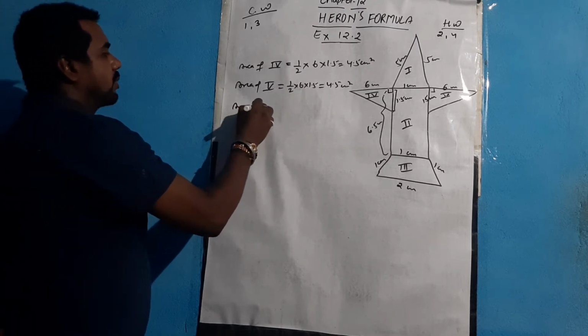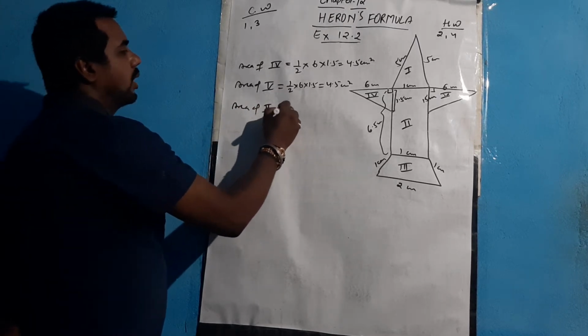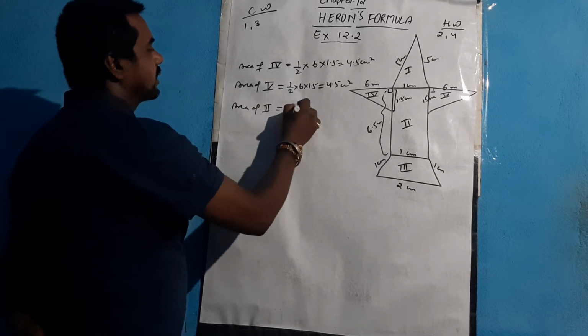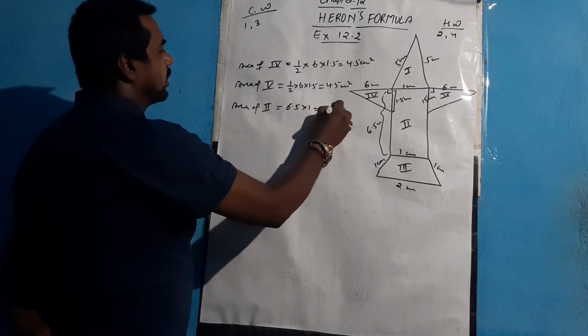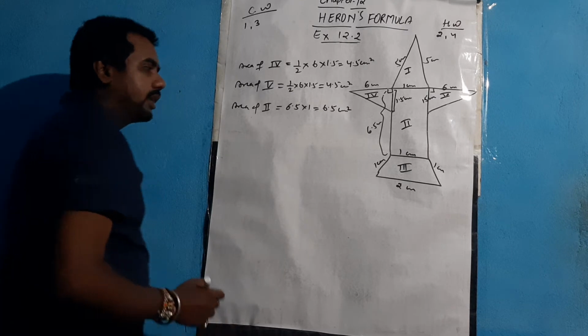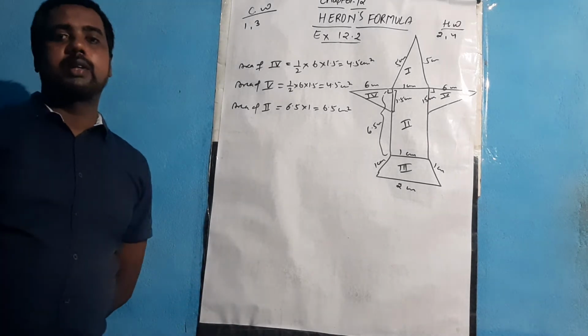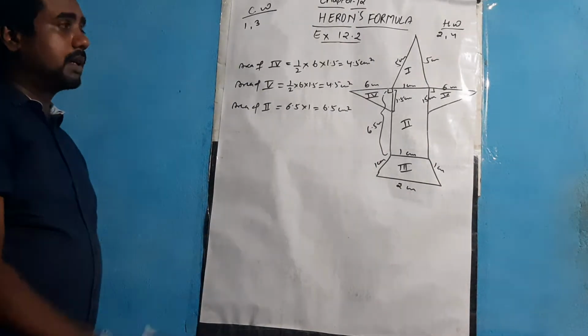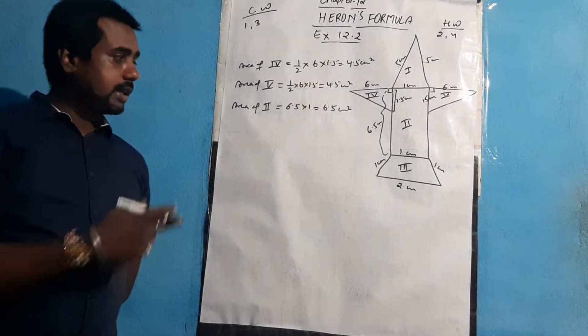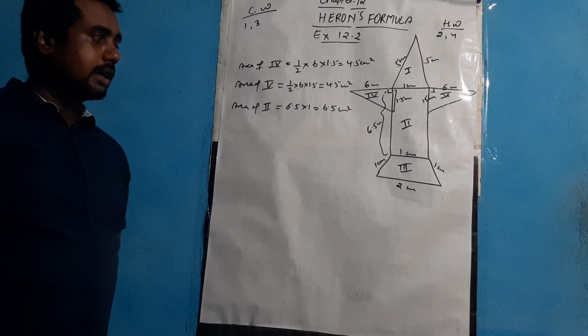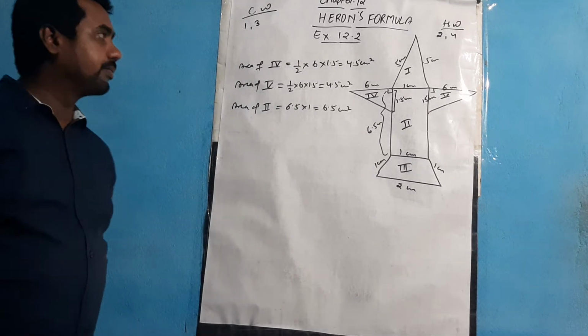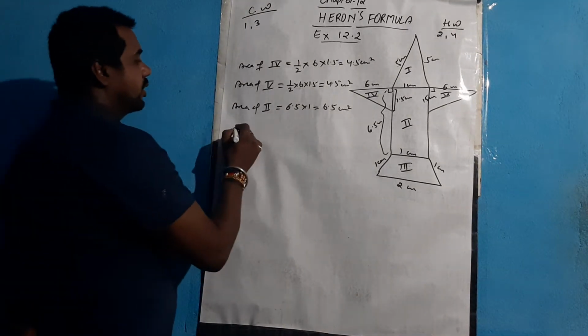Second part is the shape of a rectangle. We'll apply the formula of rectangle, that is 6.5 into 1. That becomes 6.5 centimeter square. Now first and third part we'll try to calculate separately, as first part is forming an isosceles triangle and the third part is a shape of a trapezium. So first we'll calculate the area of first.